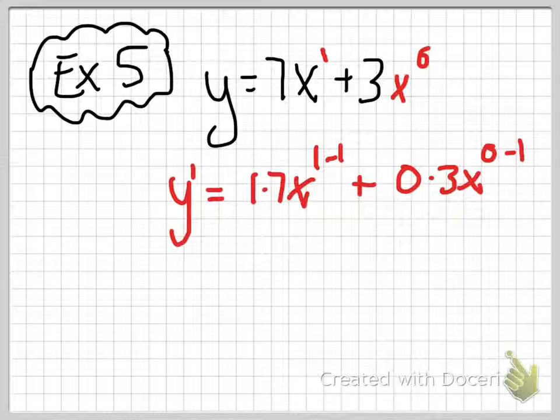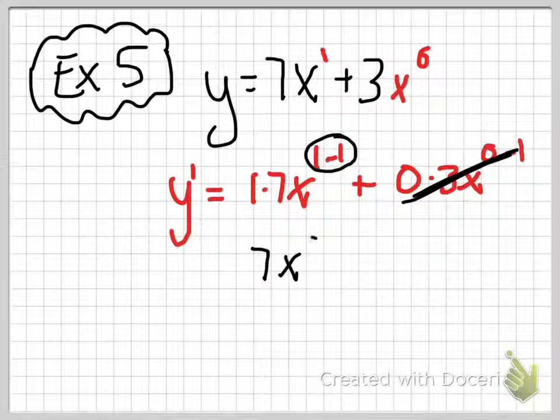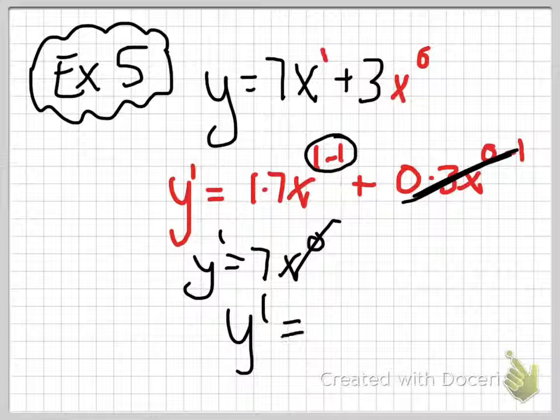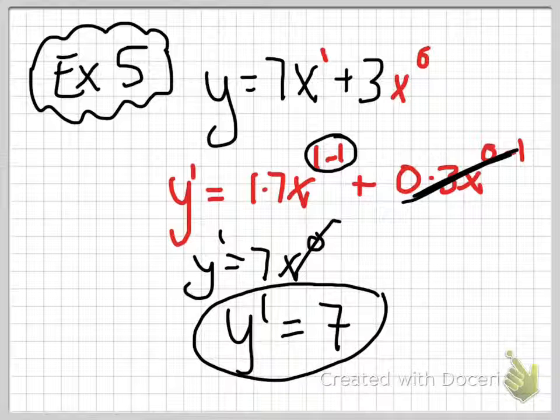And it turns out that 0 times all this is going to cancel. And we have 1 times 7 is 7. X to the 1 minus 1 is x to the 0, equals y prime. And since x to the 0 doesn't need to be there, we're going to write y prime equals 7. And that is your answer. Y prime equals 7. So that's a little video on power rule.